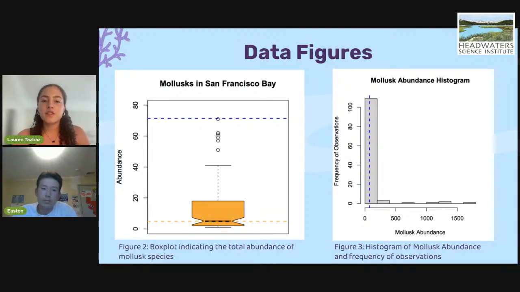So these data figures represent mollusk abundance. The one on the left represents total abundance of mollusk species. That blue horizontal line represents the mean, and the orange line represents the median. And on the right is another form of the data on the left. It's a histogram, and again, the blue line represents the mean.